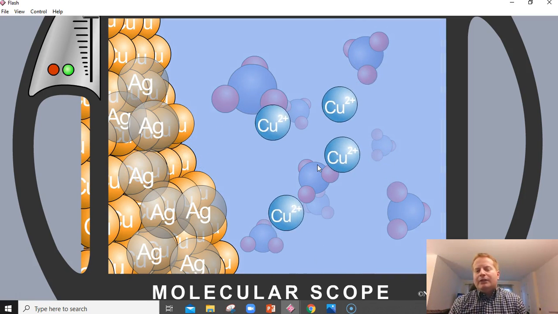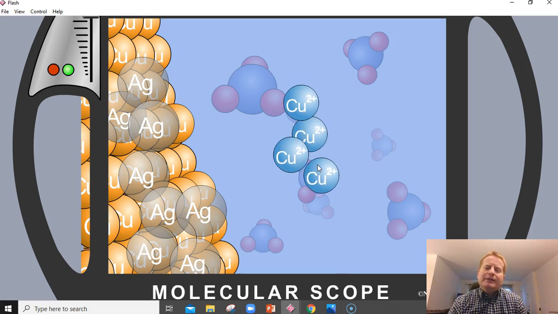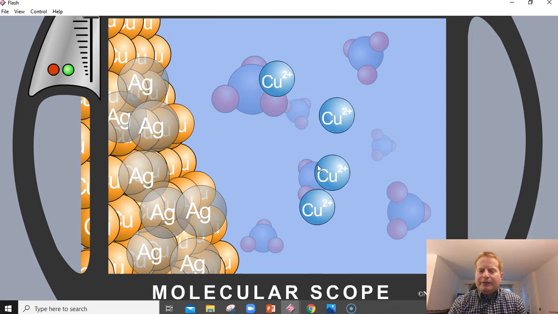Also notice that the solution is gradually getting bluer because of all the Cu2+ ions floating around that made the solution blue.